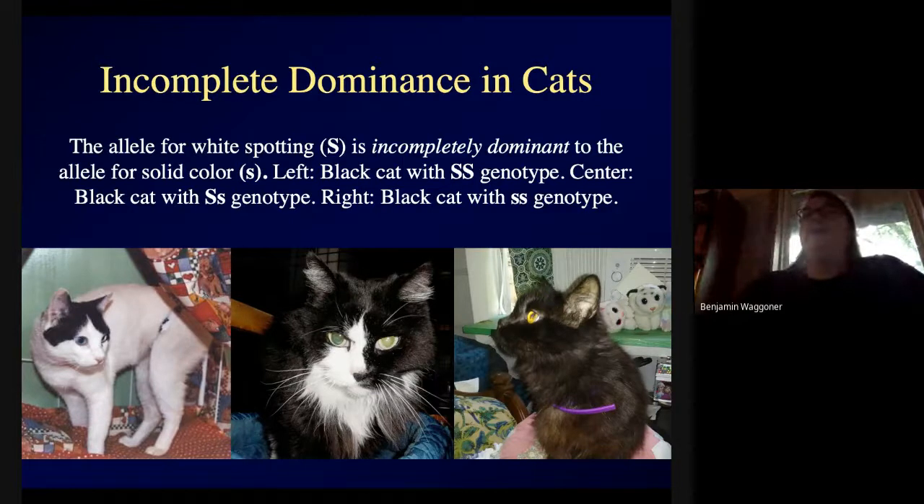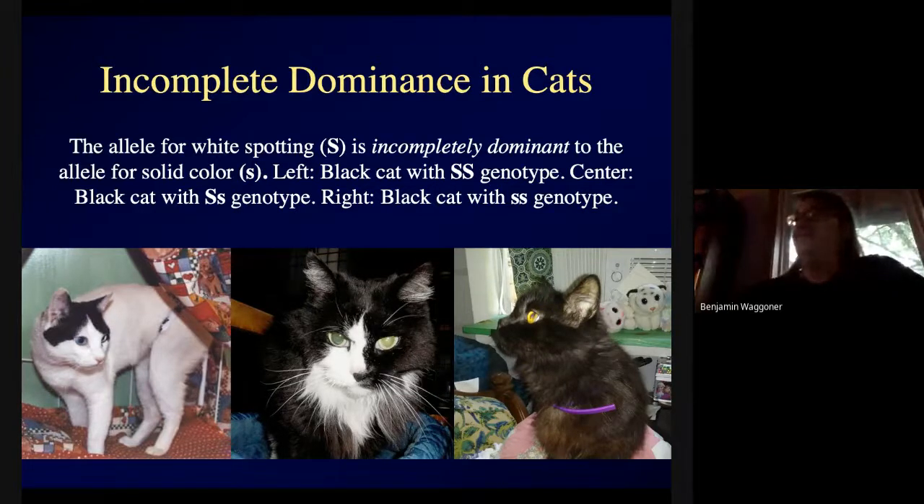On the right, you've got a black cat with the homozygous recessive genotype, and that cat is solid black all the way through. That cat, by the way, is also one of ours. That's Boudreaux over there on the right. And in the middle, that's a black cat that's heterozygous. And you can see that cat has white spotting, but not as much as the cat on the left.